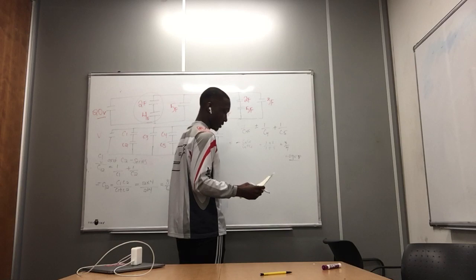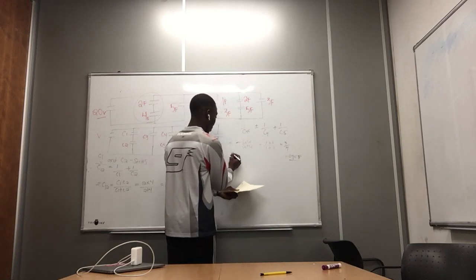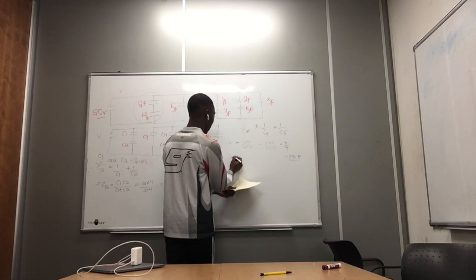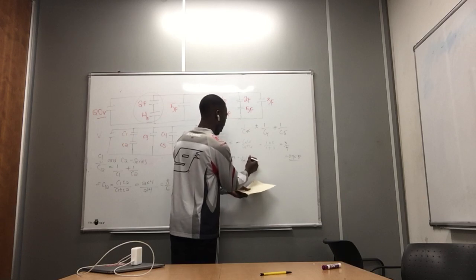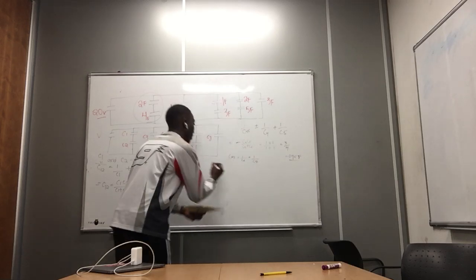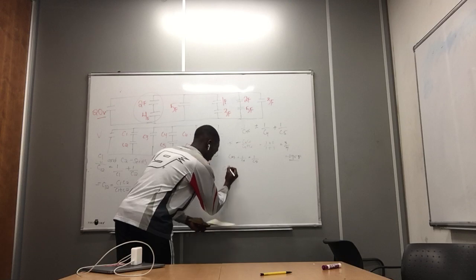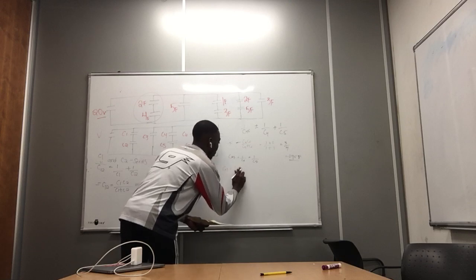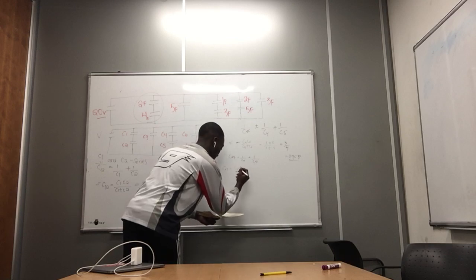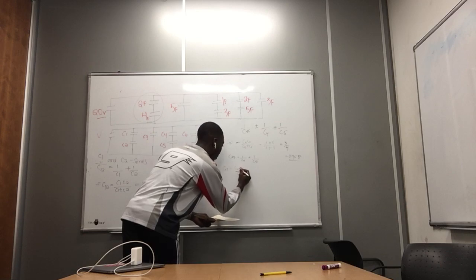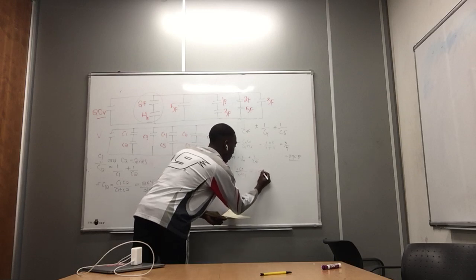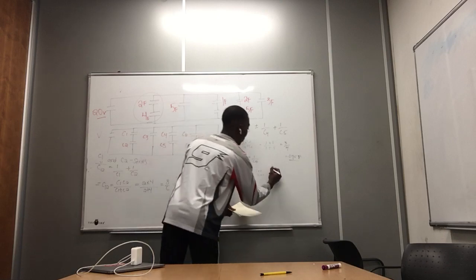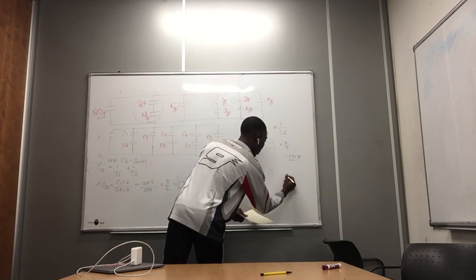And for C6 and C7, you basically just do the same thing, switching the numbers up. It's C67 equal to 1 over C6 plus 1 over C7, which is C6 times C7 over C6 plus C7, equal to 2 times 5 over 2 plus 5, which is 10 over 7, equal to 1.42.